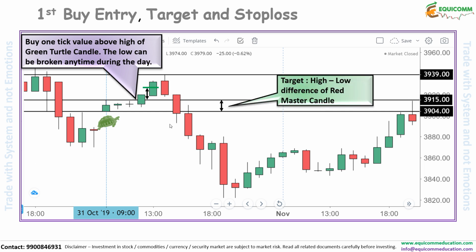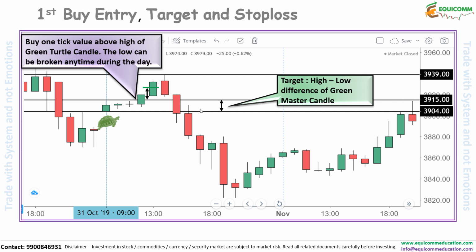Coming back to our context over here. So what will be the target? The target is the distance between the high and low of this green turtle candle. It is nothing but the high and low difference of the green turtle candle. Let's look into the example over here: 3915 minus 3904, which is coming to 9 points, sorry, 11 points. So 11 points is your target.